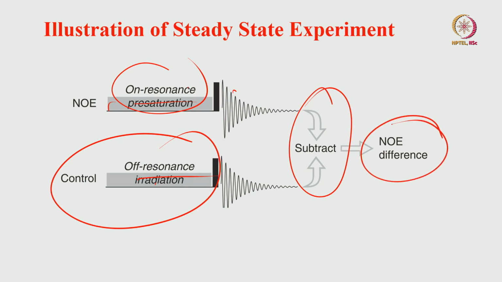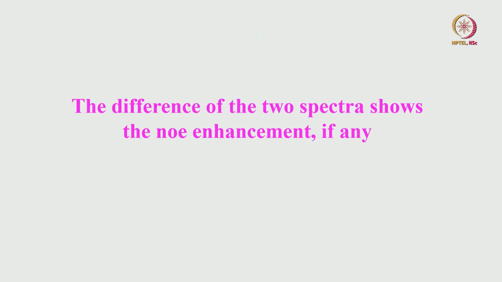If there is any enhancement of the signal... if there is no enhancement on anything, and you take the difference, the identical spectra will cancel, and you will get 0. But if there is NOE on some of the signals when you are selectively saturating one of the signals, then that signal will show intensity that will not get nullified when you take the difference. This is what happens. The difference of the two spectra shows NOE enhancement if there is any.